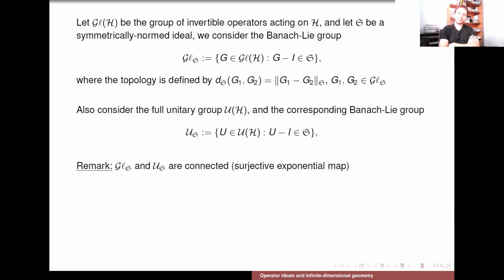We will use the following two Banach-Lie groups associated to an operator ideal. We have the restricted invertible group given as follows. It is a Banach-Lie group with the topology defined by this metric. And the restricted unitary group, which is given as follows. Both groups are connected. That's a consequence of the analytic functional calculus, because we can show that the exponential map is indeed onto.